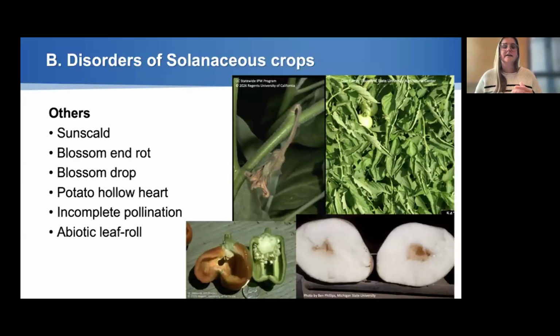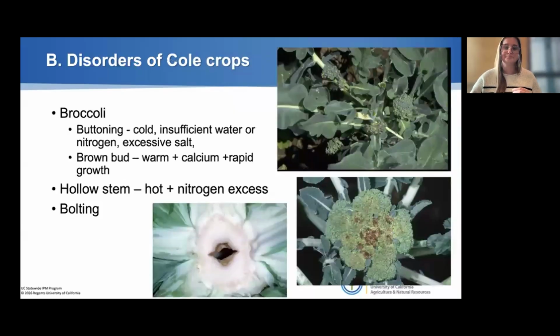Incomplete pollination is something that can commonly happen on peppers. It's that image there. So you'll essentially get poor seed production and the fruit might be a little malformed, and that's just from a poor pollinator set. And then lastly, abiotic leaf roll can happen, and that's generally due to heat. Plants will just roll up their leaves because they get overheated.